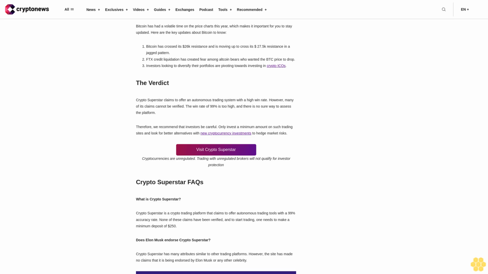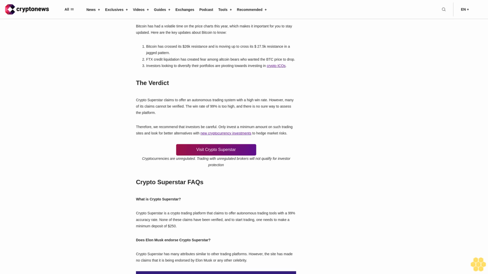The verdict. Crypto Superstar claims to offer an autonomous trading system with a high win rate. However, many of its claims cannot be verified. The win rate of 99% is too high, and there is no sure way to assess the platform. Therefore, we recommend that investors be careful. Only invest a minimum amount on such trading sites and look for better alternatives with new cryptocurrency investments to hedge market risks. Visit Crypto Superstar.